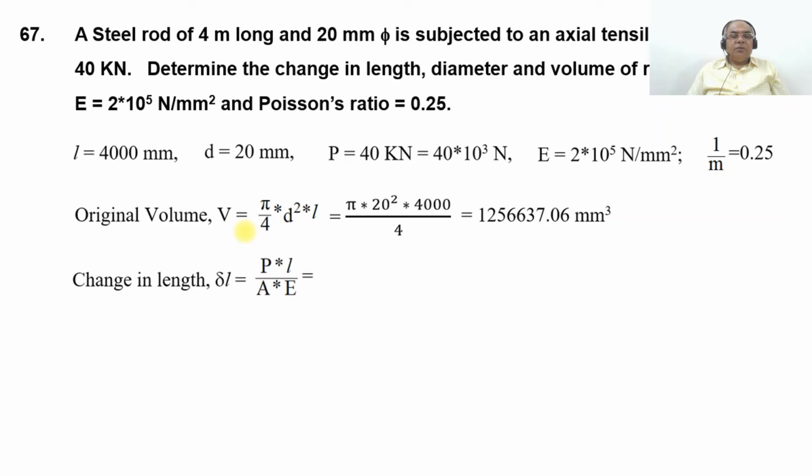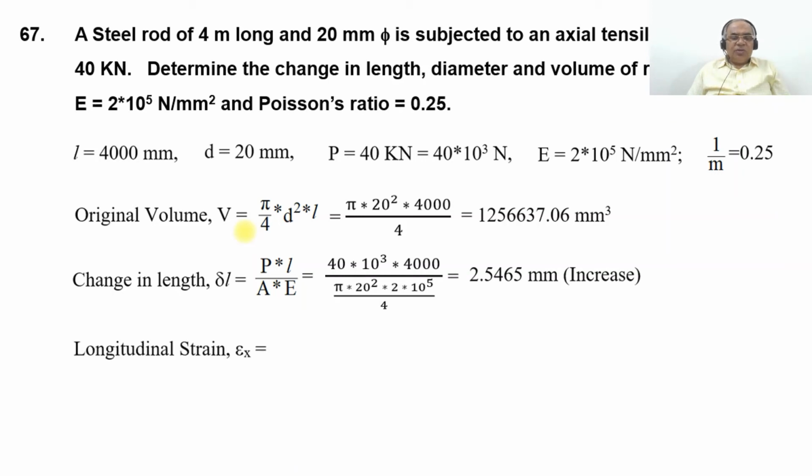So what is the change in length? Delta L will be equal to P into L by A into E. So P is 40 into 10 to the power of 3 into 4000 divided by pi by 4 into 20 square into 2 into 10 to the power of 5. On simplification, you are going to get 2.5465. Since it is a positive value, it is an increase in length. So 2.5465 mm.